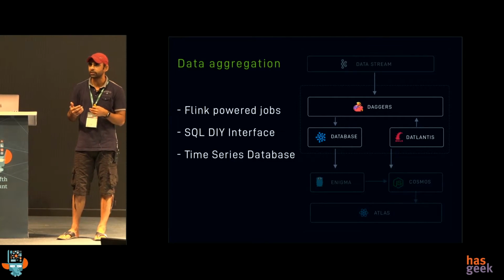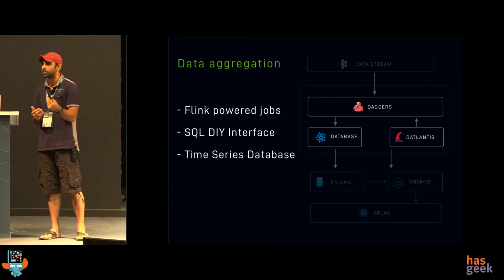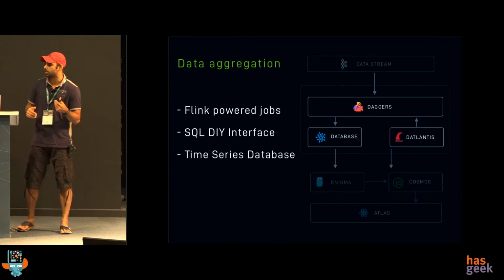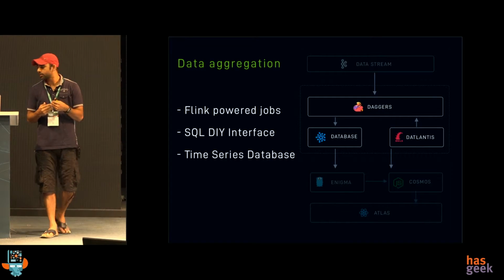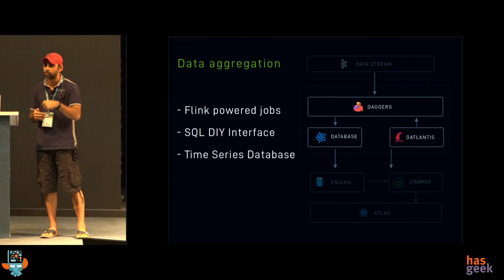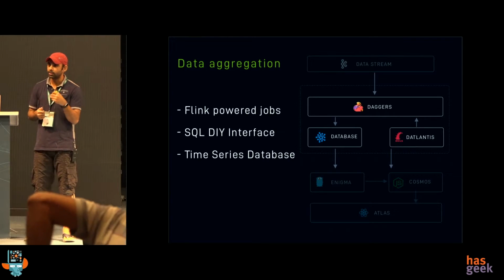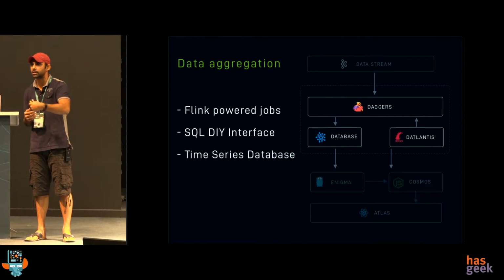Anyone who wants to look at certain data, the product manager or the business analyst, just goes there and enters a simple query. Once you write a query with Atlantis, this goes to Dagger as a Flink job, and then Flink starts pushing that data into a time series database.